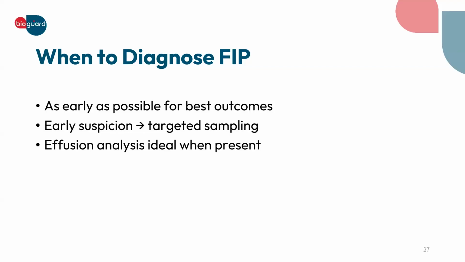So as I say, the effusion analysis is more ideal because if the liquid sample is taken from pleural effusion or wherever it is, and the liquid is identified, sorry, turns out to be positive, then it's very easy to detect FIP. However, in the dry form of FIP, it's more tricky to do that. So a targeted sample for FIP detection is very important.